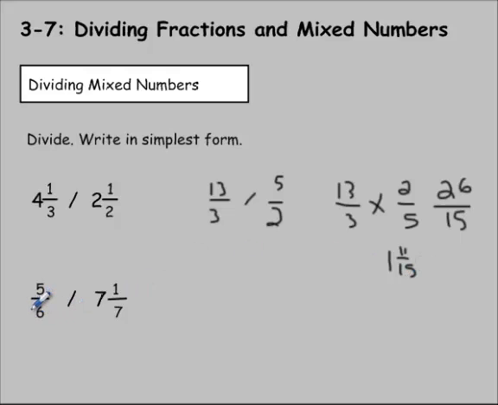Let's look at this one then. This one's already a fraction, so we're good. Let's convert this to a mixed number. 7 times 7 is 49, plus 1 is 50. So 50 over 7. So then we're dividing by 50 over 7, so we can multiply times the reciprocal. So 5 over 6 multiplied by 7 over 50.